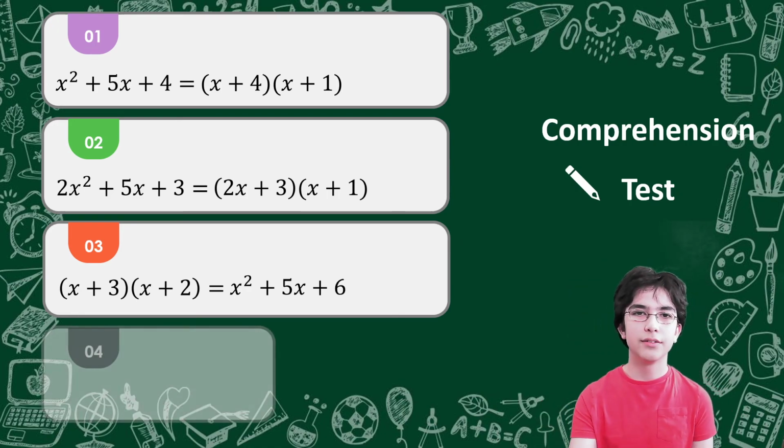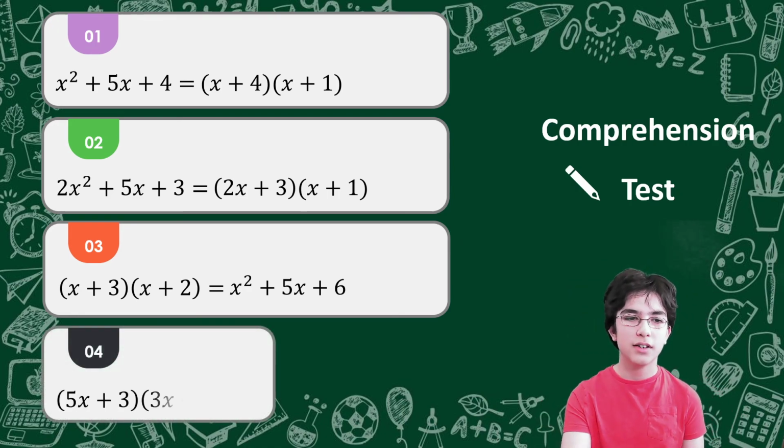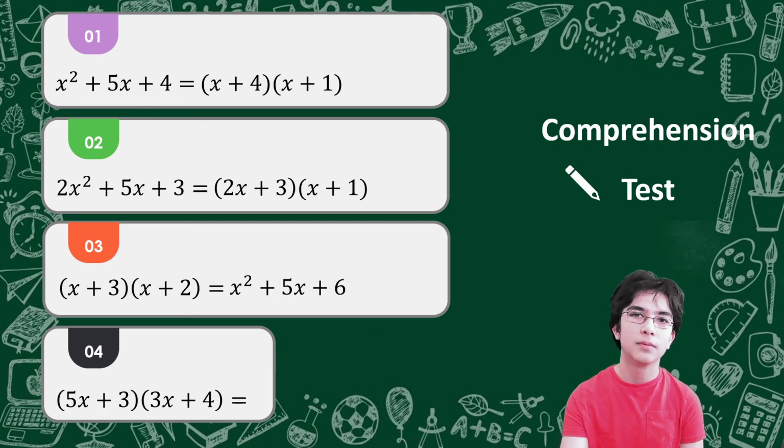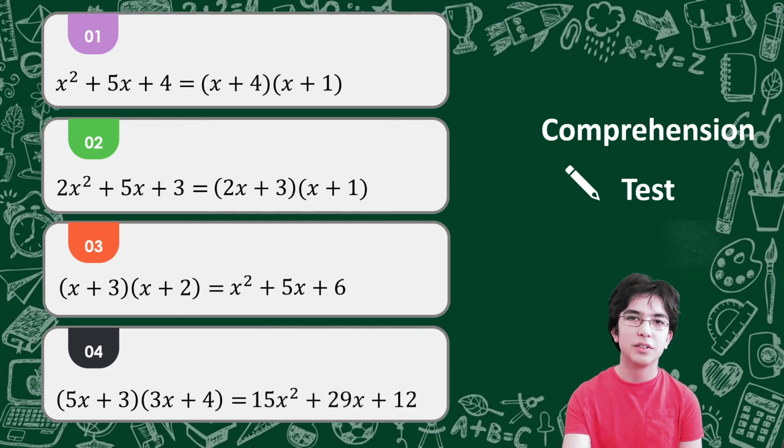And finally, the fourth question, which is more challenging, you're expanding some larger numbers, 5x plus 3 times 3x plus 4, so you do 5x multiplied by 3x, 5x multiplied by 4, 3 multiplied by 3x, 3 multiplied by 4. And when you multiply it all out, you end up with 15x squared plus 29x plus 12.